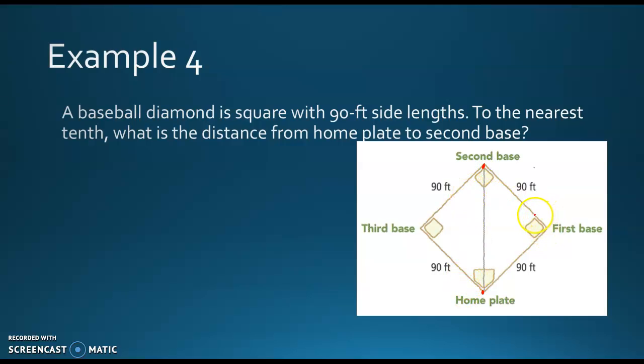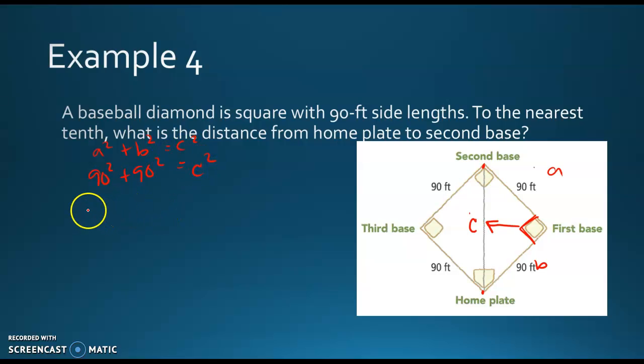And so that makes a right triangle, right? Because it's a square, and our angles on a square are all right. So I am looking for, there's my right triangle, or right angle, and I'm looking for C. So I know I have 90 squared plus 90 squared, because that's my A and my B, right? And A squared plus B squared equals C squared.